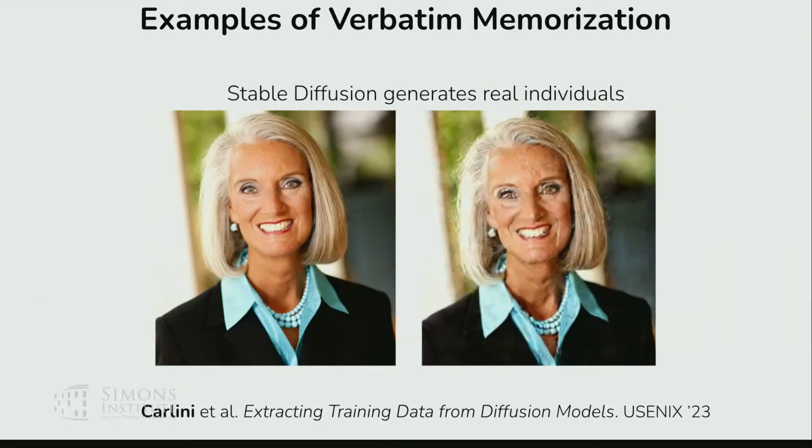Finally, you also get privacy type infringement with these kinds of models as well, where you can prompt the model to, for example, regenerate an image that's very similar to a training image of a particular individual.